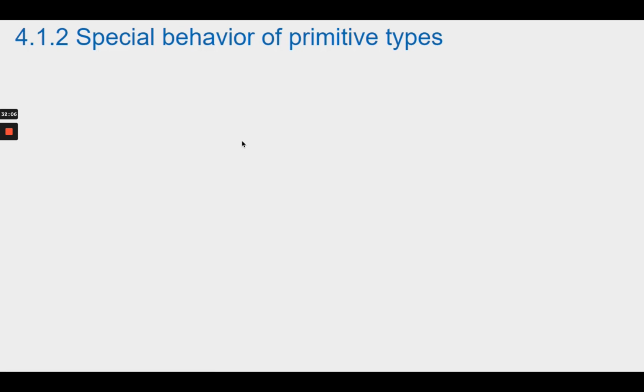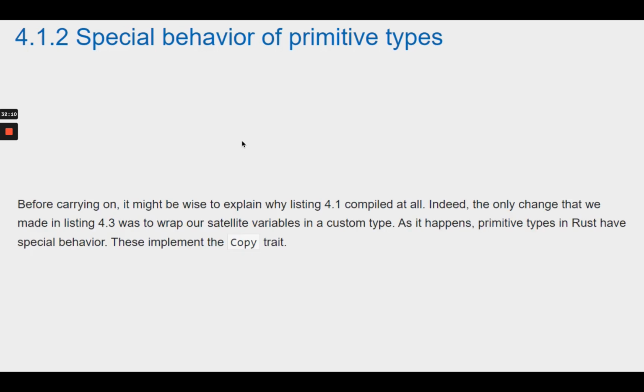Section 4.1.2 Special Behavior of Primitive Types. Before carrying on, it might be wise to explain why listing 4.1 compiled at all. Indeed, the only change that we made in listing 4.3 was to wrap our satellite variables in a custom type. As it happens, primitive types in Rust have special behavior.